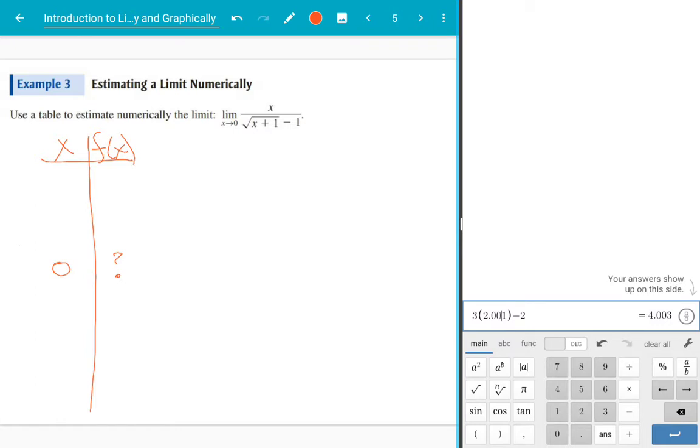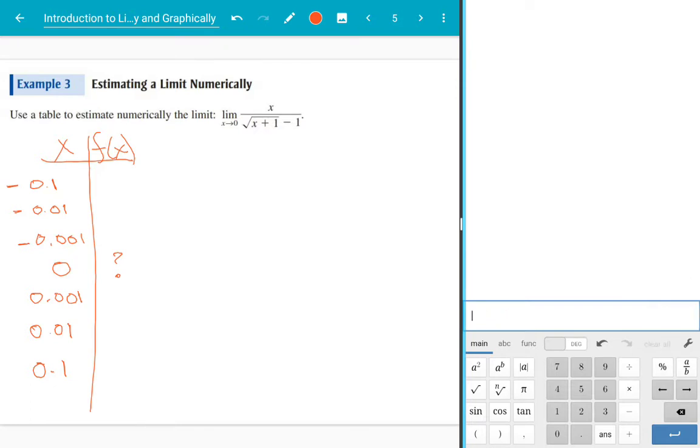So we're going to go negative 0.001, negative 0.01, negative 0.1, and then positive 0.001, 0.01, 0.1. These are the values you want to use. Again, you want to get just a decimal place closer each and every time, and you want to be exactly to the right and exactly to the left of the number that you're working with. All right, so let's look at this function here.